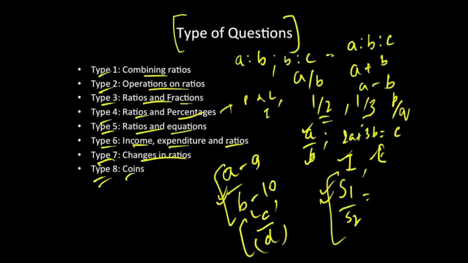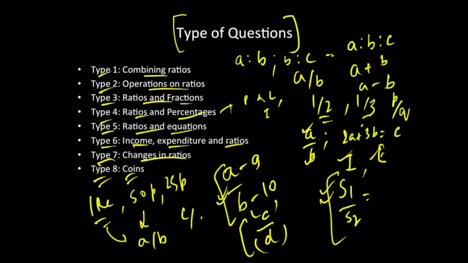In type 8 we'll be dealing with the coins. So we know that denomination of coin has different value: 1 rupee coin, 50 paise coins, and 25 paise, and so on. So these would be given to us, and their values would be given to us in certain ratio, a upon b, or the number of coins would be given to us in certain ratio, and we'll be asked to find out whatever can be asked in the questions.